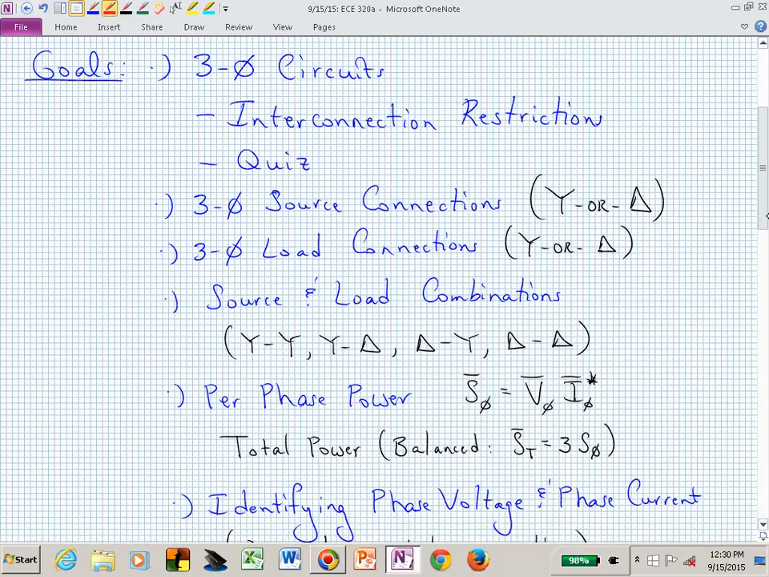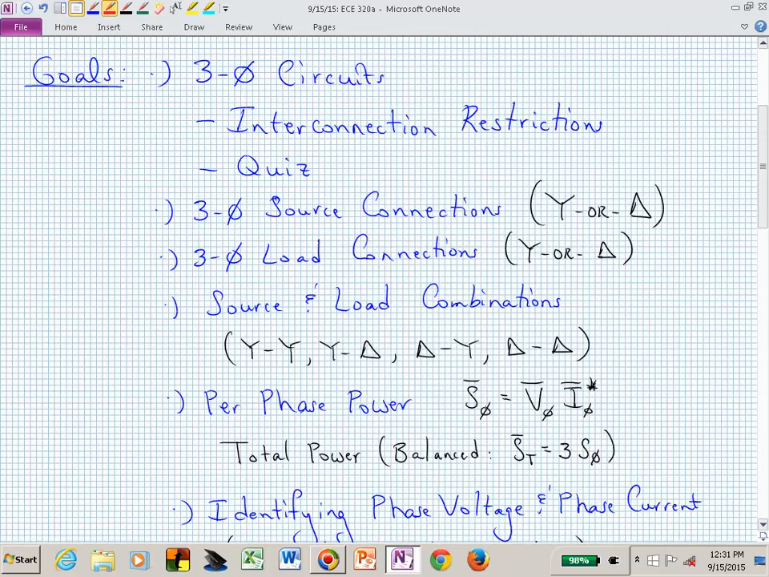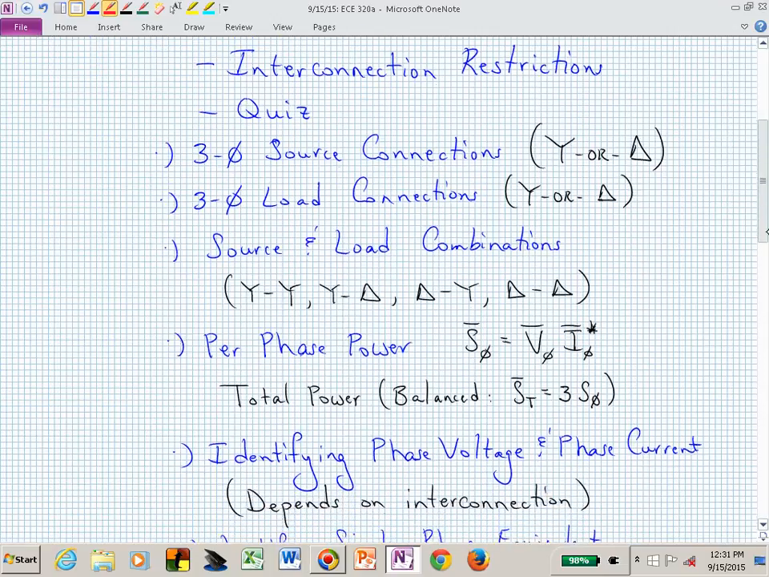Today what I want to do is cover all of Chapter 11. What I will try to do is get through this list, which is to continue with three-phase circuits. We will talk about the restrictions, and essentially it's plus is not equal to minus, or positive phase sequence and negative phase sequence. You do not want to try to interconnect systems that are operating in those different sequences. That's the interconnection restriction. We will then have a quiz related to balanced three-phase voltages.